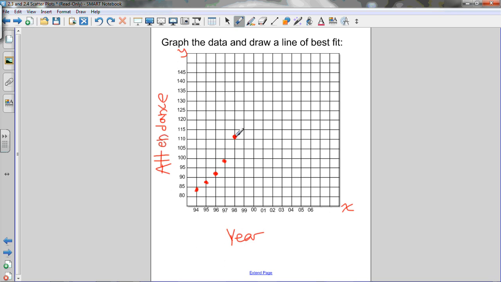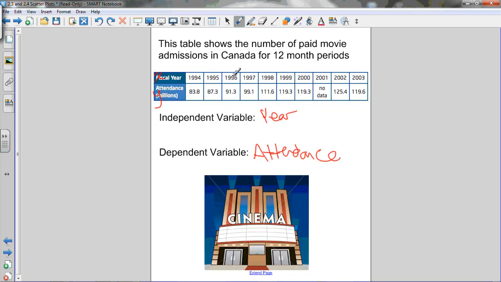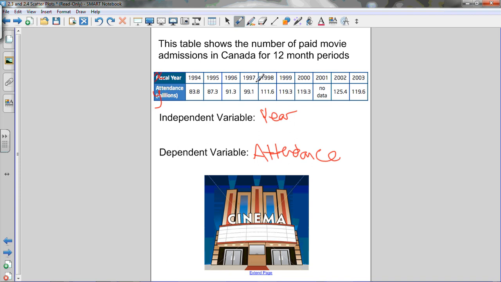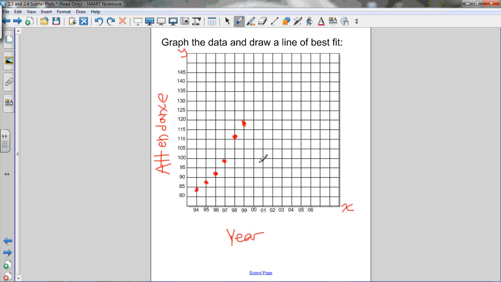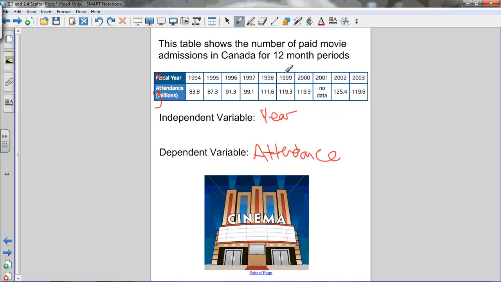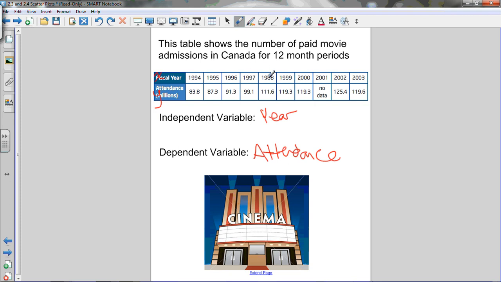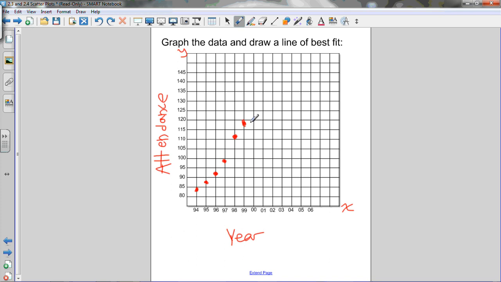111.6. In 99, 119.3. It's almost 120. In 2000, 119.3. So, was that the same as the last one? 119.3. Oh wait, so 99. Okay, so 99 and 2000 were the same. They're both 119.3.